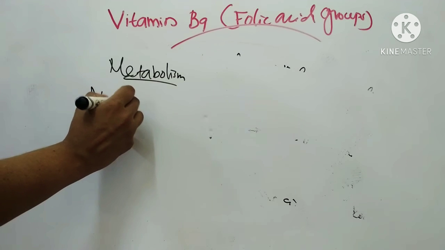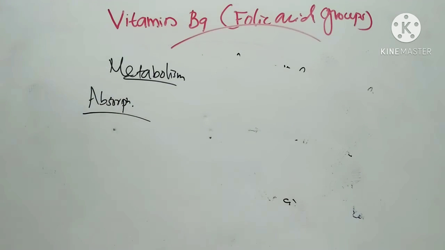Absorption. Absorption occurs along the whole length of the mucosa of the small intestine. Polyglutamates ingested in the diet are converted to monoglutamates, and dihydrofolates are converted to tetrahydrofolate by folate reductase. These tetrahydrofolates are then converted to methyl tetrahydrofolates, which enter the portal blood and are carried to the liver.